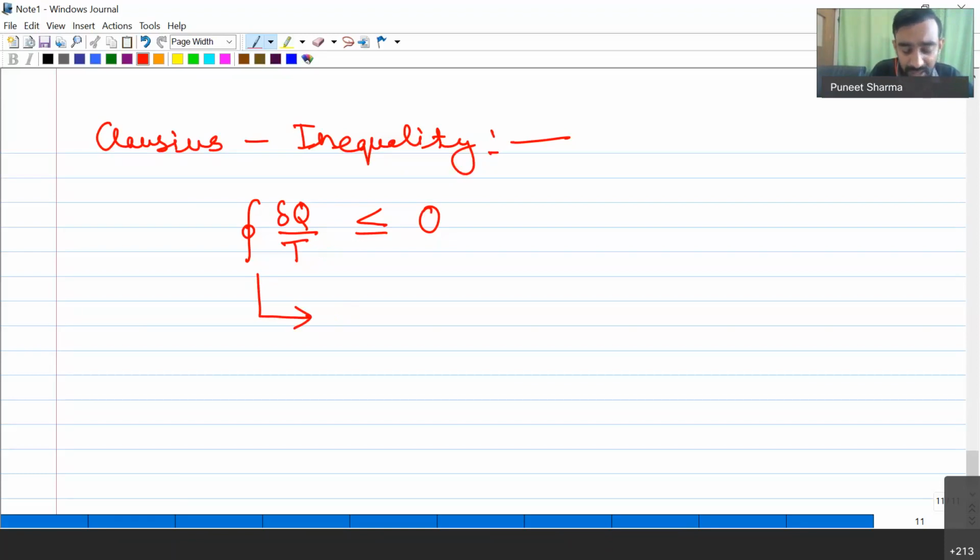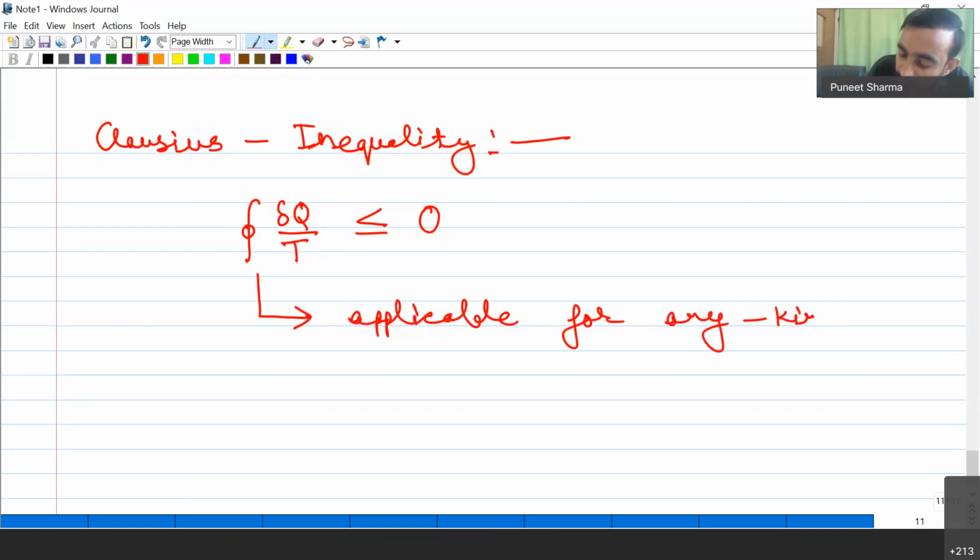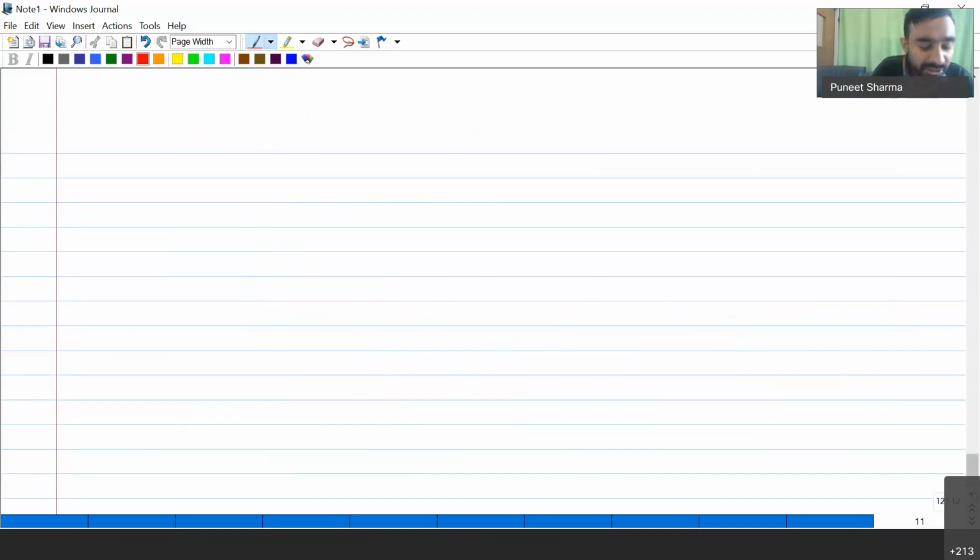Okay, so one of the key features of this Clausius inequality is that it is applicable for any kind of process. The classical characteristic of this inequality is that it is applicable for any kind of thermodynamic process. Now let me take the example of a heat engine, and let us try to see how this Clausius inequality works for a heat engine.